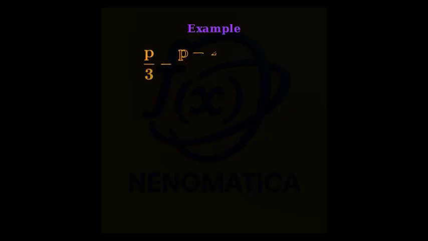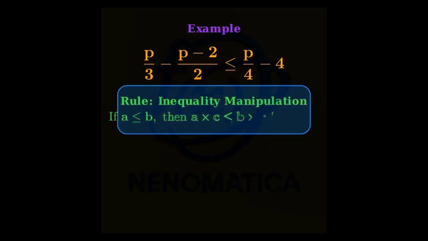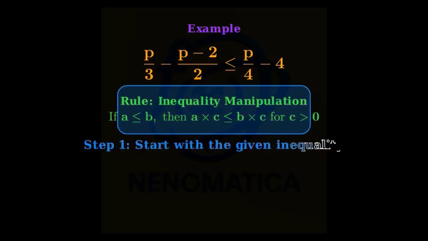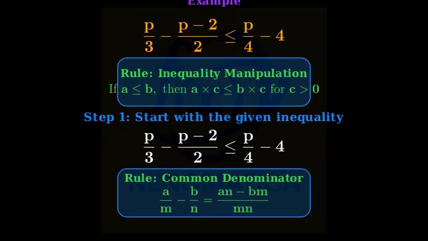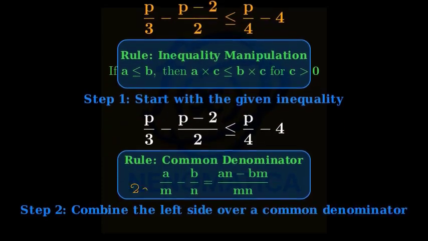Example: we will solve the inequality step by step, following the exact structure shown on screen. First, we display the problem in bold orange. Step 1. Start with the given inequality. We simply rewrite it to keep it in view. Step 2. Combine the left side over a common denominator of 6.